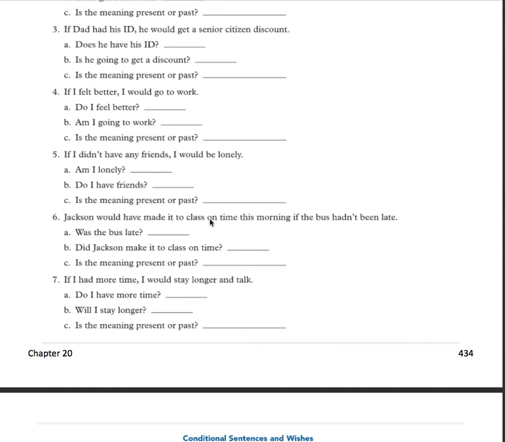Jackson would have made it to class on time this morning if the bus hadn't been late. Look at the result clause: would have, past participle made. The if clause, hadn't been, past perfect. Was the bus late? Yes. Did Jackson make it to class on time? No. Is the meaning present or past? Past.